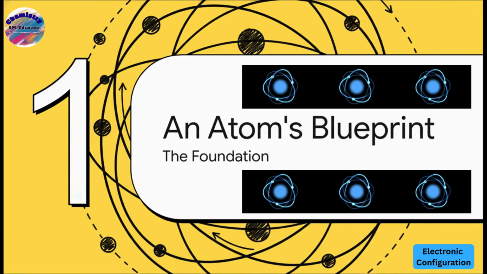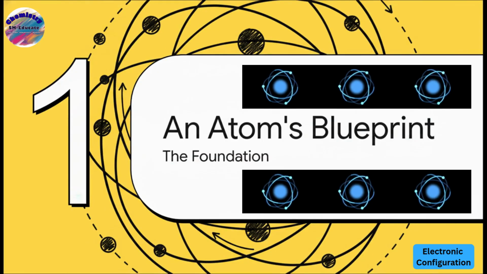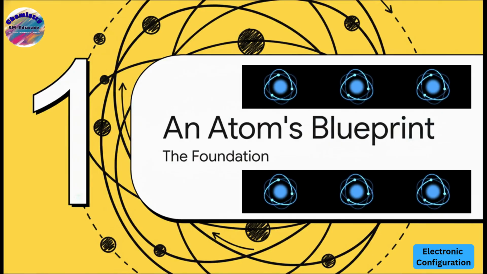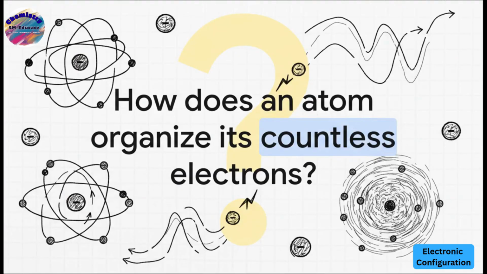Before we can figure out where the electrons live, we have to get the layout of the house they're in. And that's the atom itself. So this is really the central puzzle we're trying to solve. You can have dozens of these electrons whizzing around. How on earth does an atom keep all of that organized and stable? Well, it's definitely not random. There's a very precise, very predictable order to the whole thing.